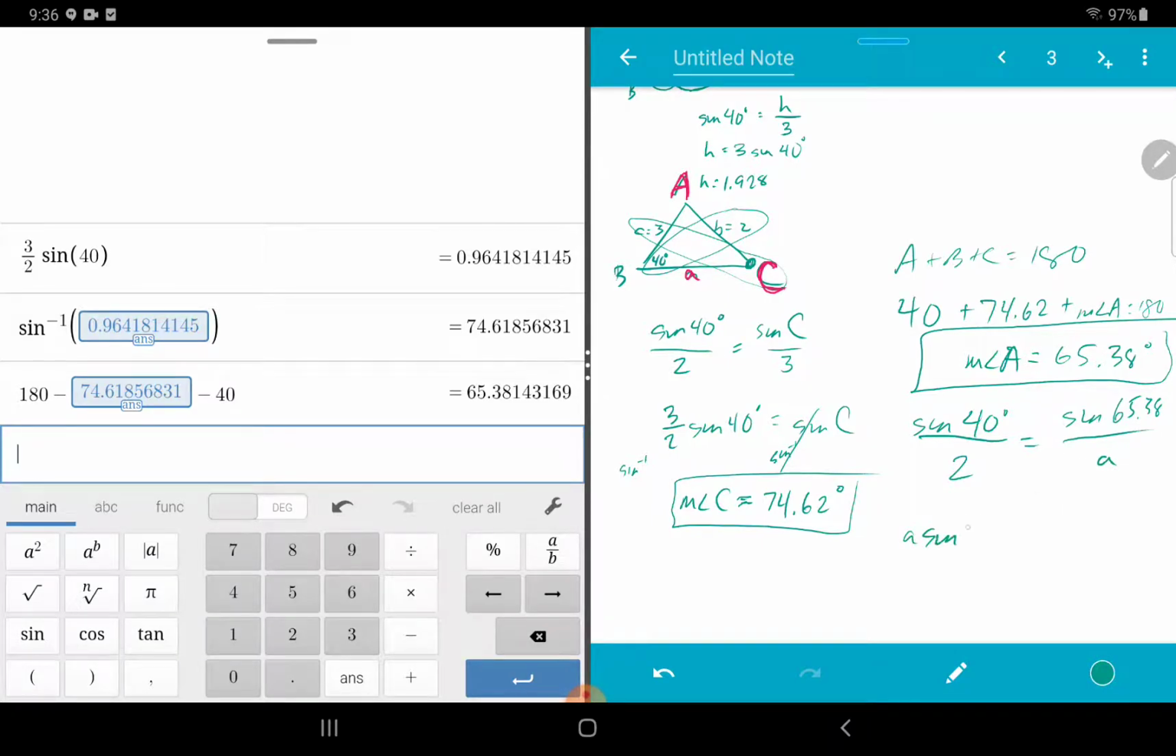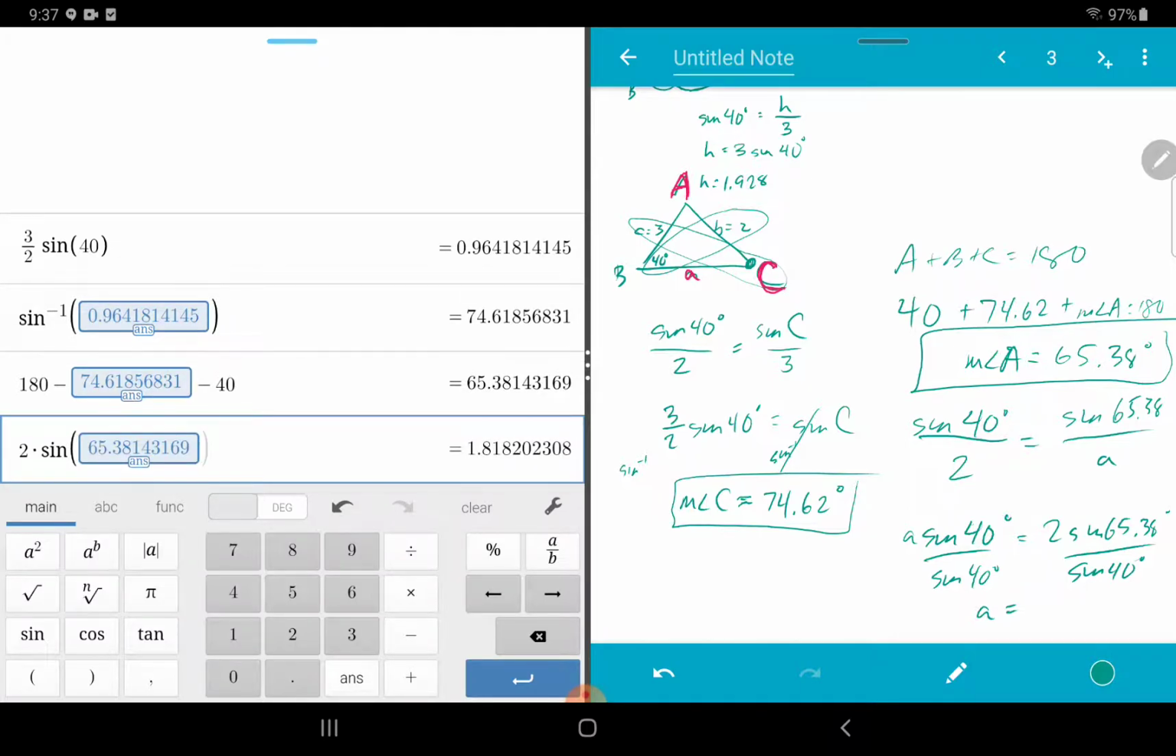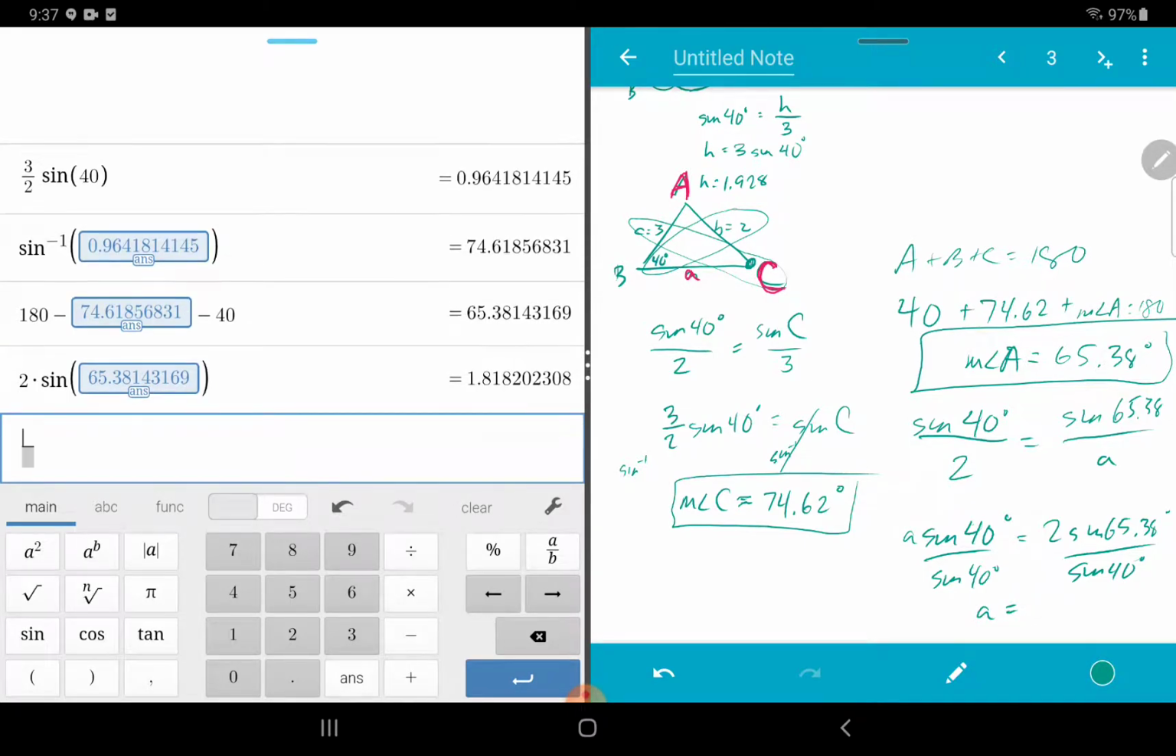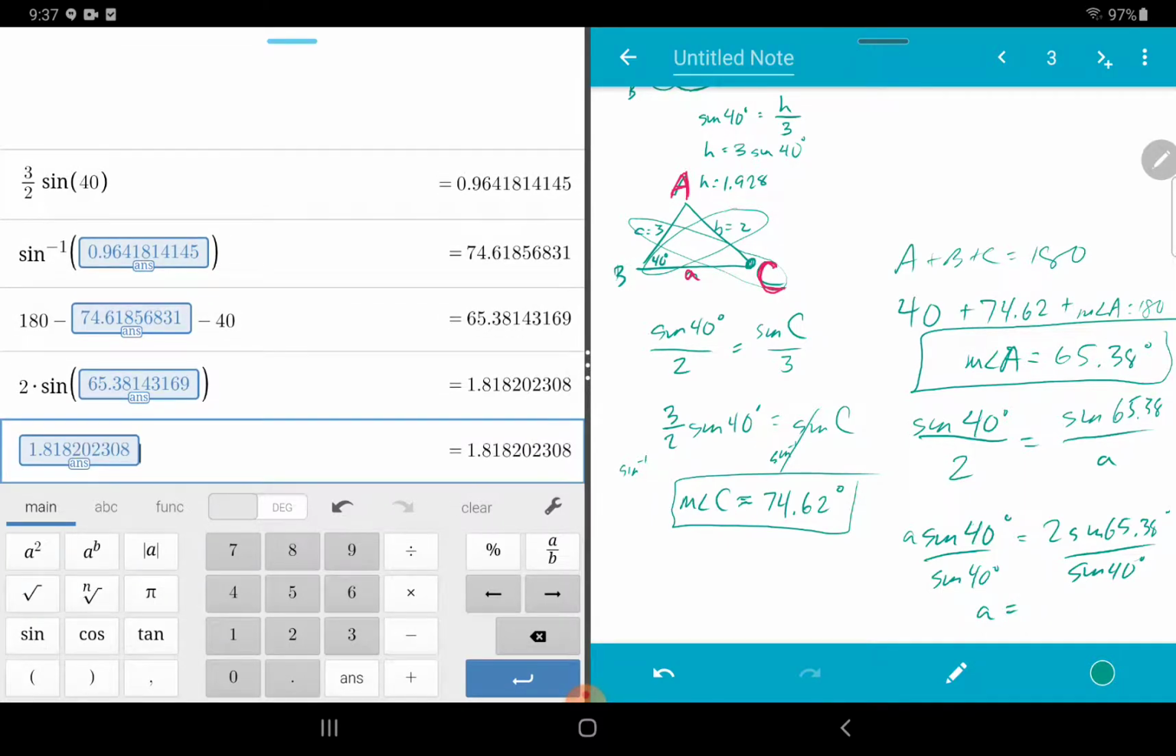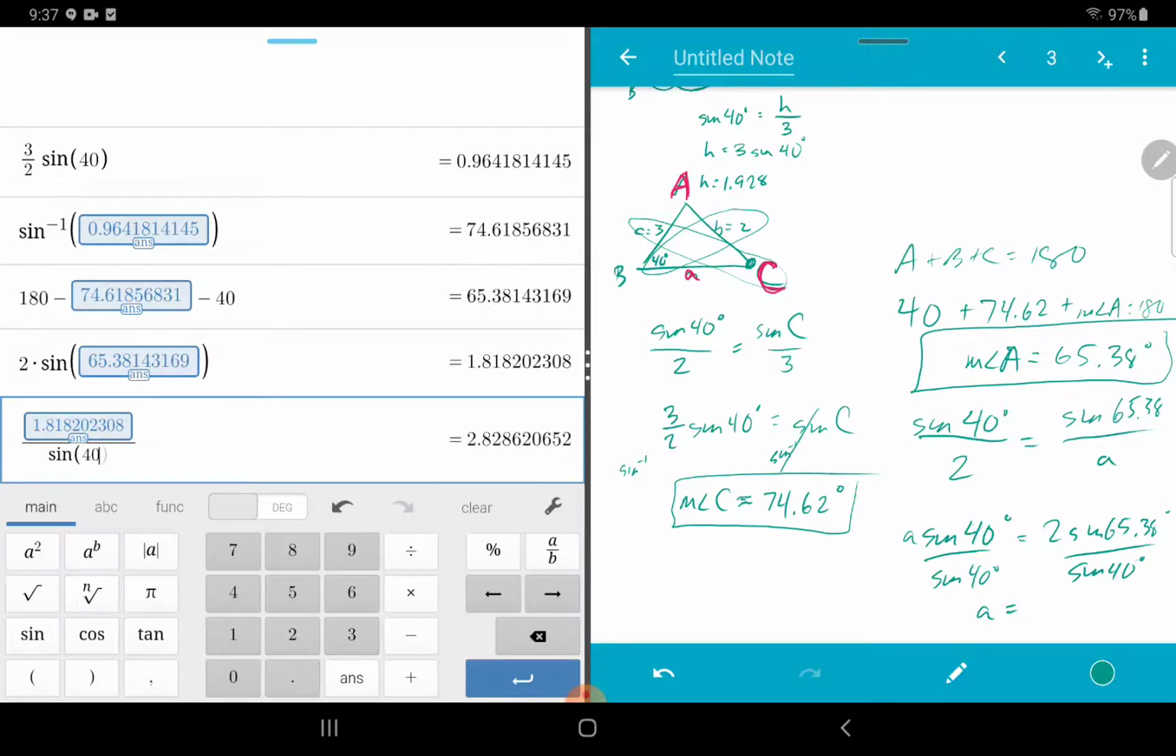Okay, and so when we solve for A, we get, sine of 40 there, divide by sine of 40, and then you get A. Okay, so let's go ahead and do that. So we've got 2 times sine of the answer, 65.38. Okay, and then we're going to take that answer and divide it by sine of 40. And that gives us an A value of 2.83. All right, so that's our first triangle.